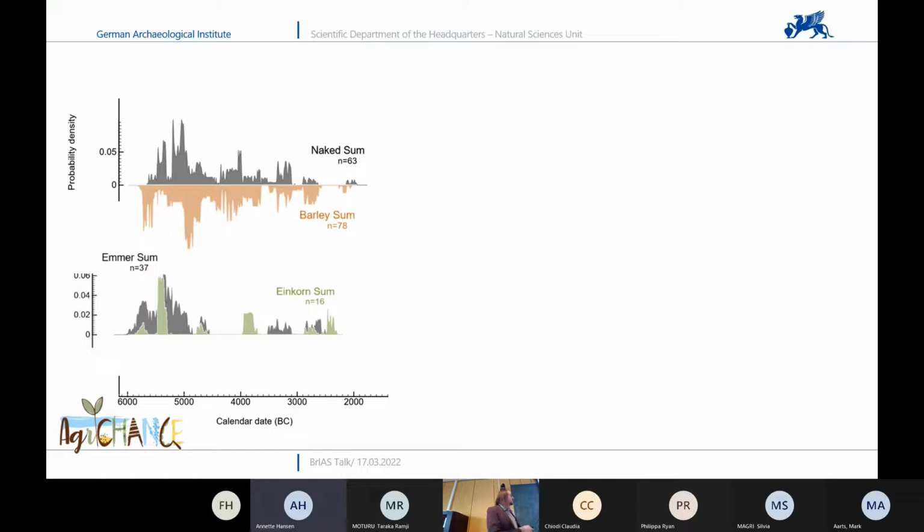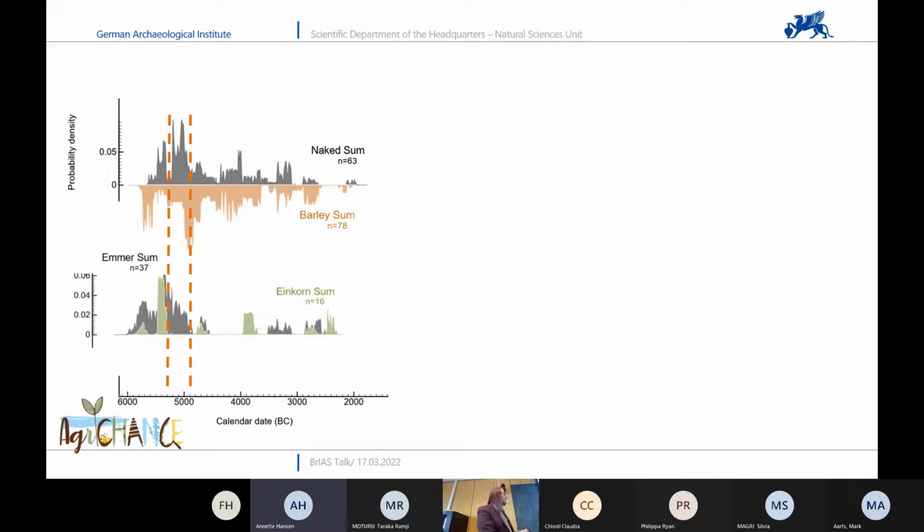These are radiocarbon dates on different sorts of crops. And again, this is a summed radiocarbon probability distribution. So the peaks should indicate to us moments when these crops are grown more intensively. And we've defined, or we could observe, different phases. At the beginning, we have more glume wheats. So at the arrival of these farmers, basically in coastal areas, there are more glume wheats.